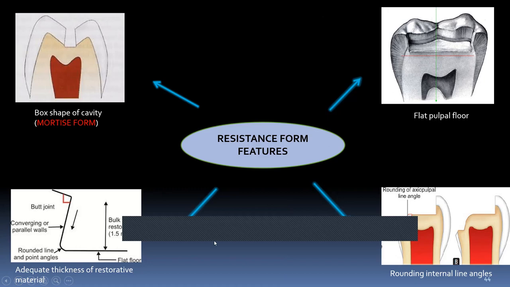And the restorative material should have adequate thickness. So in the case of an amalgam restoration, it should be at least 1.5 millimeter. Then the butt joint should be there. Then there should be convergence of the parallel walls, and then rounded line and point angles, and the bulk of the restoration should be at least 1.5 mm along with the flat pulpal floor.